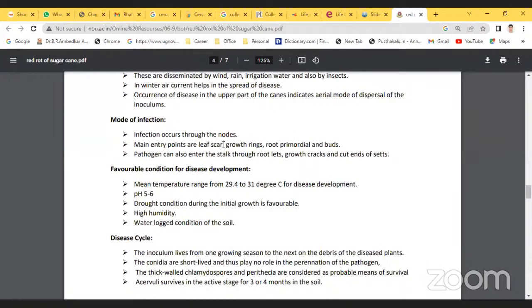Mainly the entry points are the leaf scars. Just observe this, listen carefully. Mode of infection: infection occurs through the nodes. The main entry points are the leaf scars, growth rings, root primordia, and buds. The pathogen can also enter the stalk through the rootlets, growth cracks, and cut ends of the sets. These are the modes of how it infects a healthy plant.